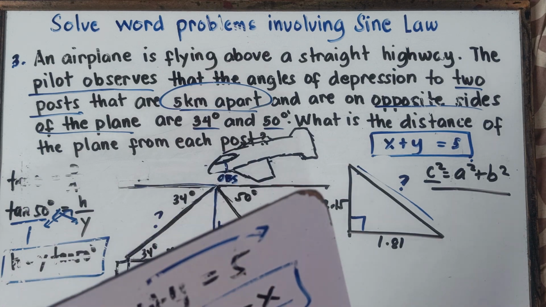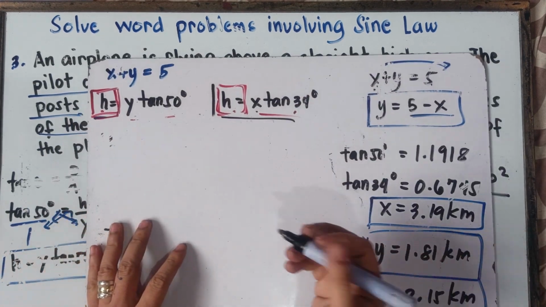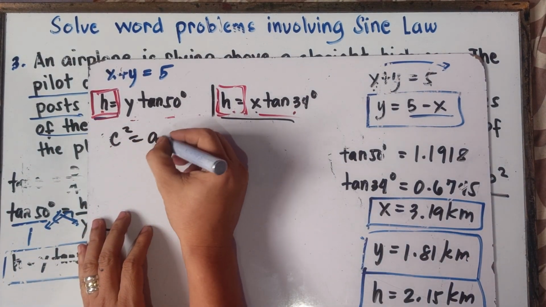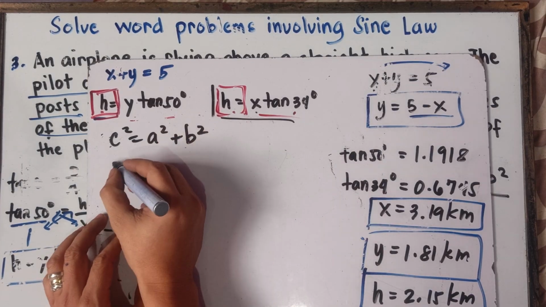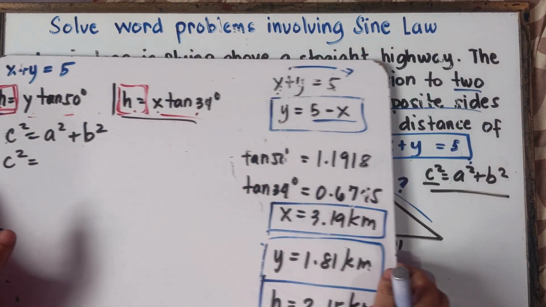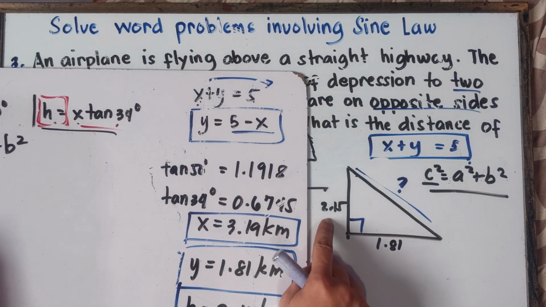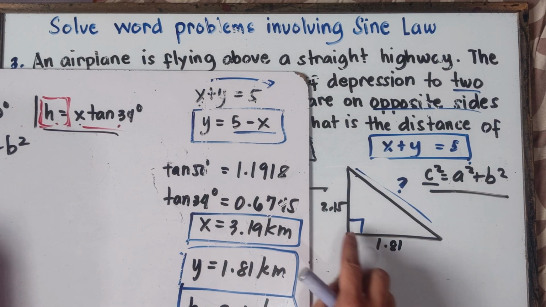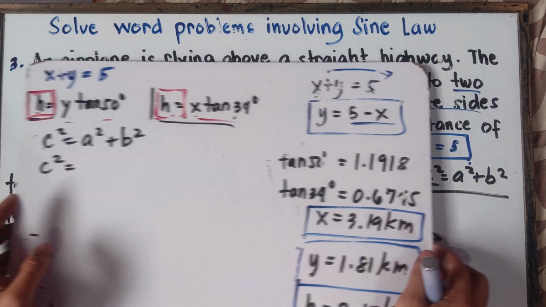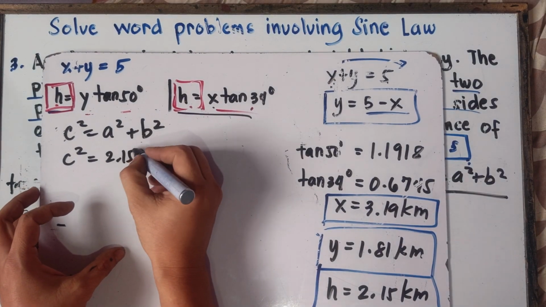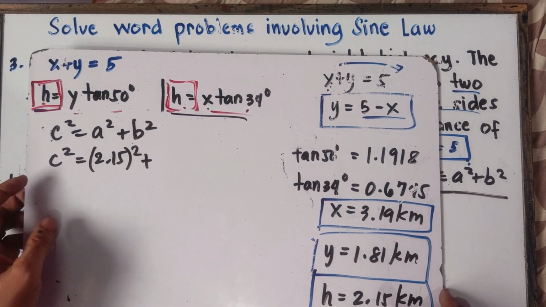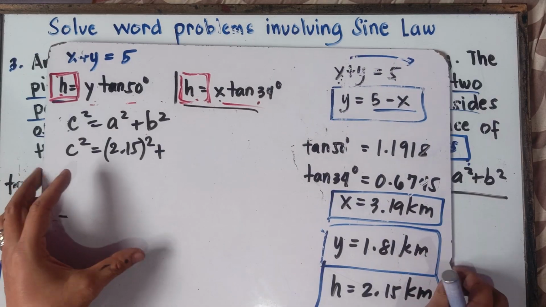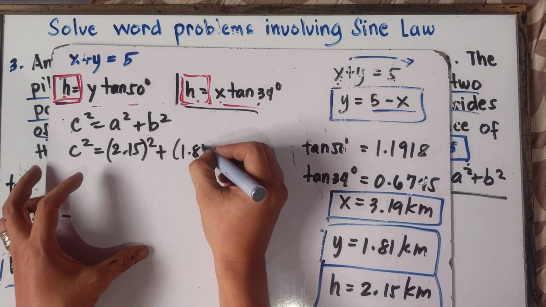Last step, class, almost done. So this will be c squared equals a squared plus b squared. So c squared equals the value of a. So we can have a, this one, 2.15, that's okay. Or this one, it's up to you, class. So let's have this one, 2.15. 2.15 squared plus the value of b. That will be 1.81. 1.81 squared.